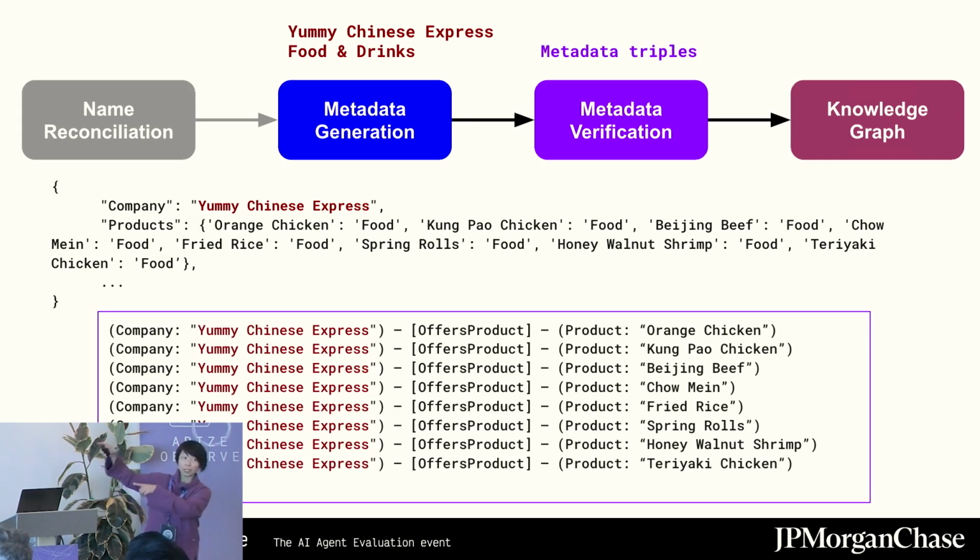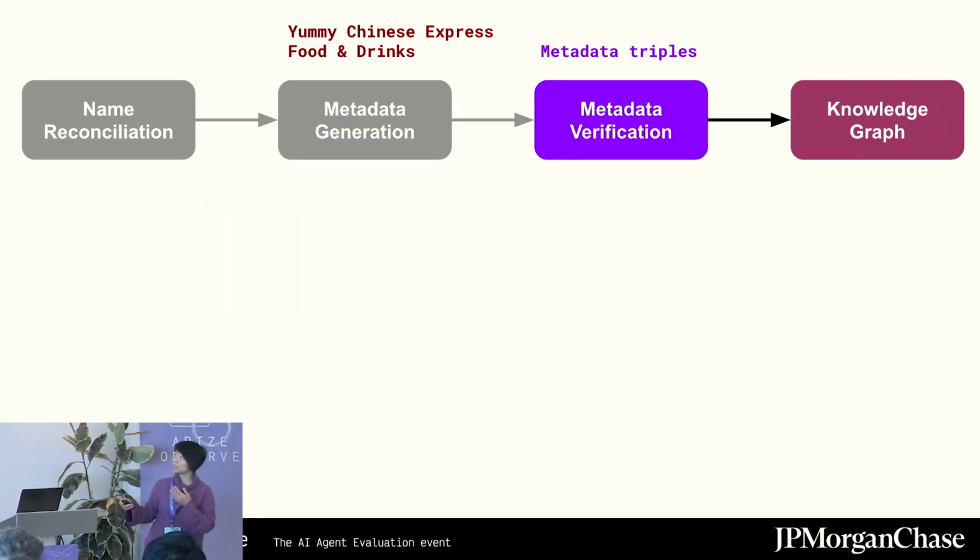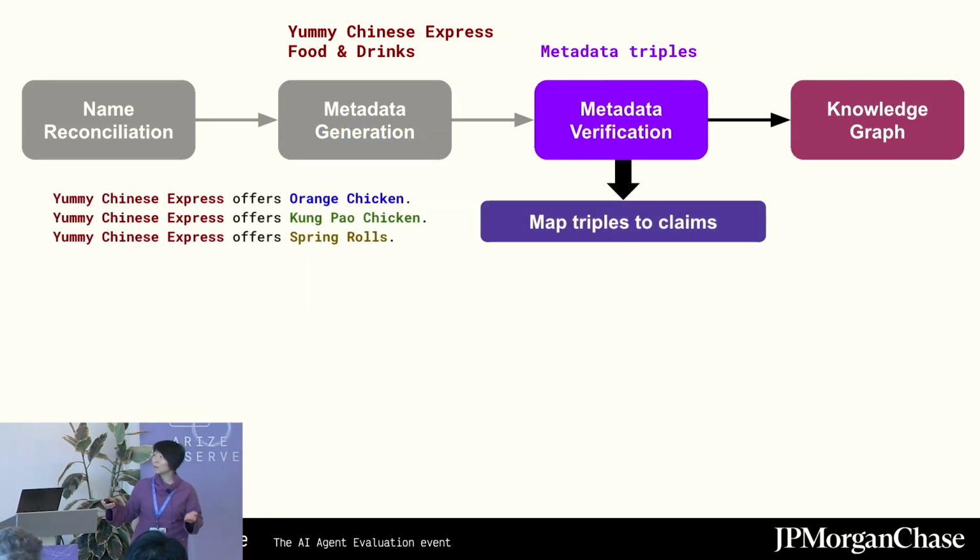So I would take this JSON, and then we would transform it into these triples. And this triple, for those of you who work with knowledge graphs, should be very familiar to you, because generally these triples define the head node and then the edge and then the tail node. However, we also use these triples to formulate what's called claims. And claims are really just part of verification.